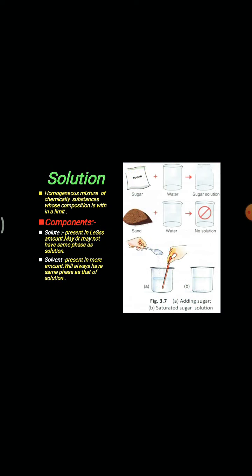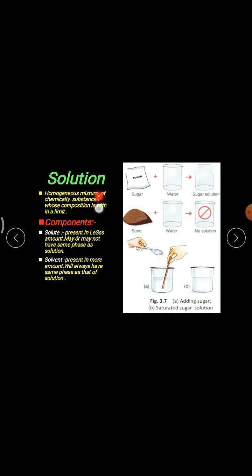Whenever we hear this word solution, a question strikes our mind: what is a solution? A solution is a homogeneous mixture of chemically non-reactive substances whose composition is within a limit. This means we can add solute to solvent only within a limit, after which it will not be able to dissolve.